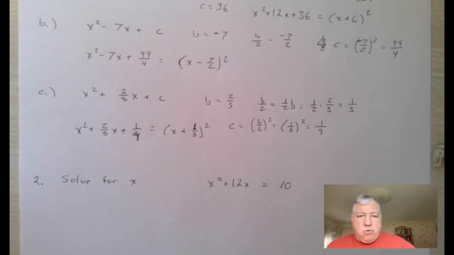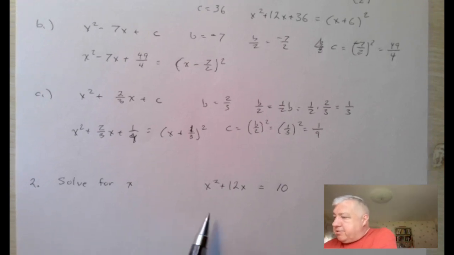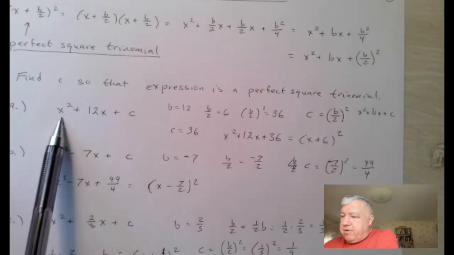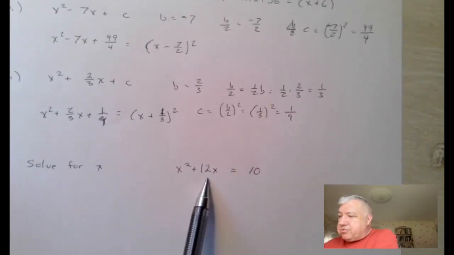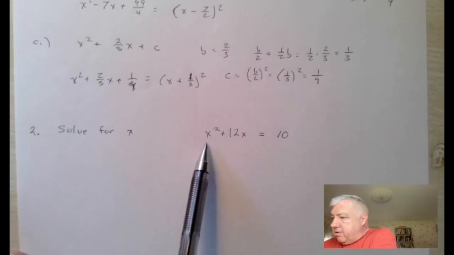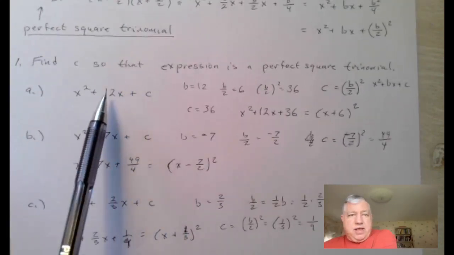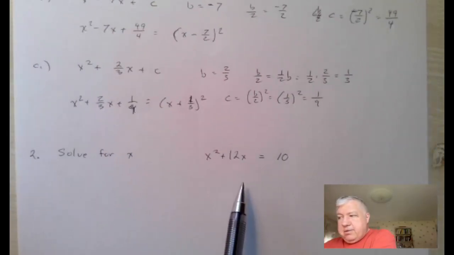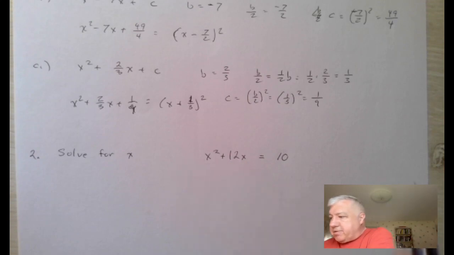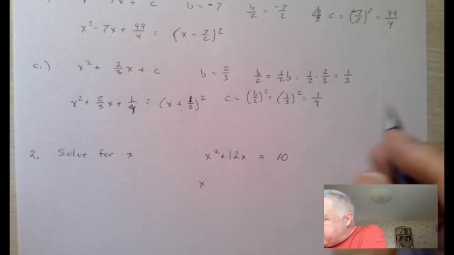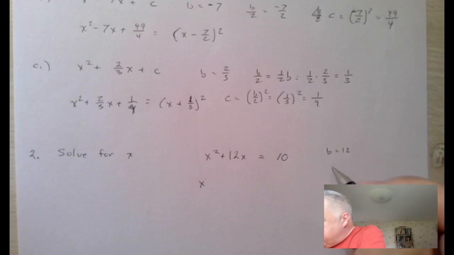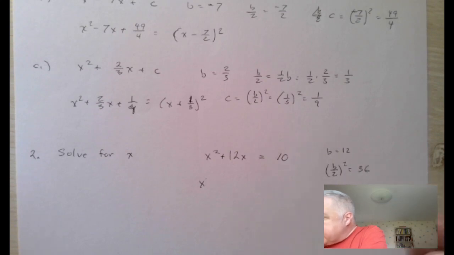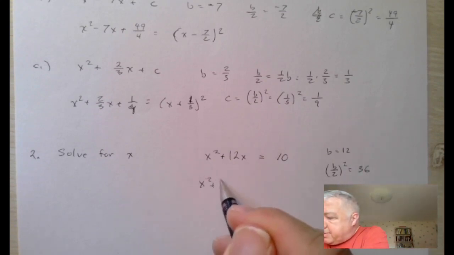So how can we use this to solve quadratic equations? Let's look at an equation like this. Notice that x squared plus 12x is the same thing we have up here, and if we add 36 to it, it will become a perfect square. So let's add 36 to both sides. Again, b is 12, b over 2 squared we said is 36, so add 36 to both sides.